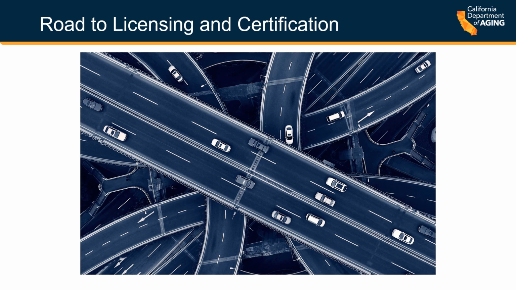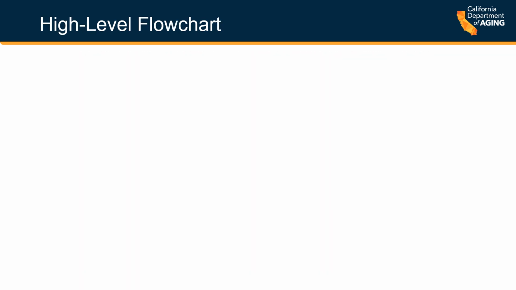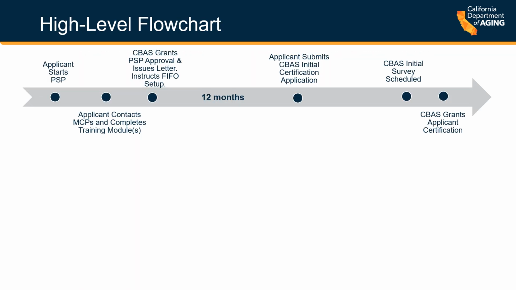For many, the road to licensing and certification may appear like a complex highway with many different components going different places. Often, applicants are unsure where to start. Over the next several chapters, we hope to help direct you along the road to licensing and certification. Let's look at a high-level overview of our processes.